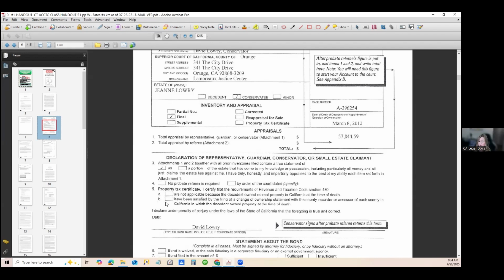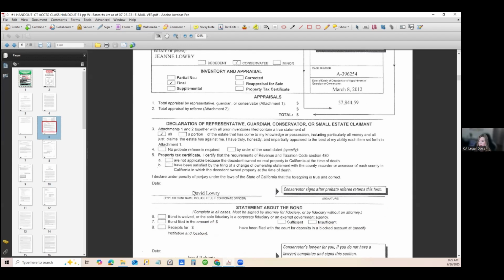I mark 5B when there is real property. 5B indicates that you have filed, or the proper has filed, a change of ownership statement with the county recorder, along with the PCOR, and a lot of other times at the same time you'll be filing a parent-child exclusion, grandparent-grandchild exclusion, if that is who the heirs are. So either A or B will be marked.